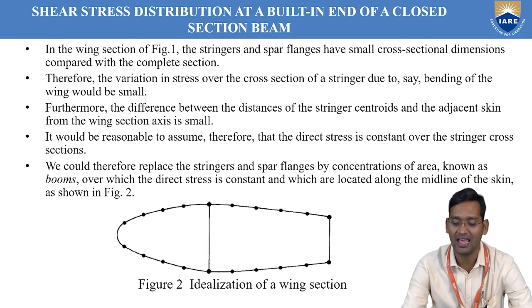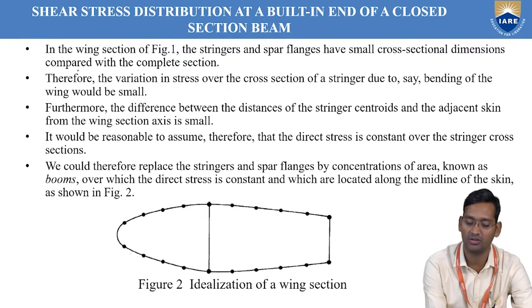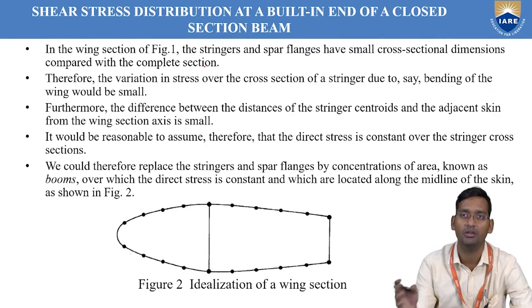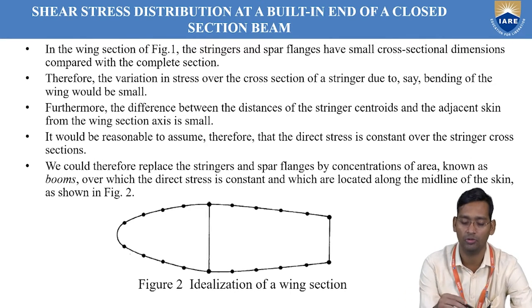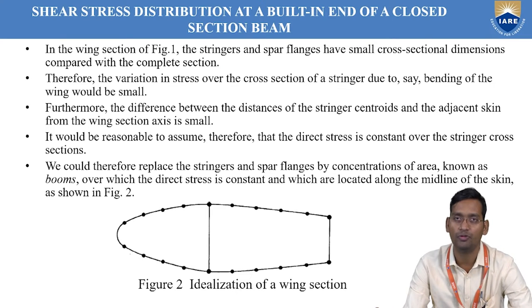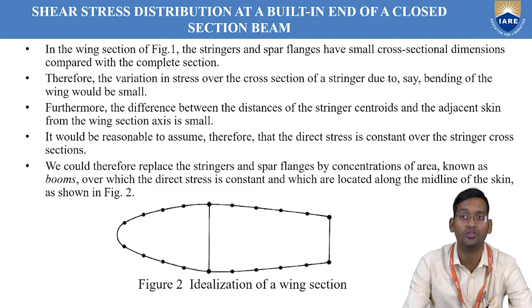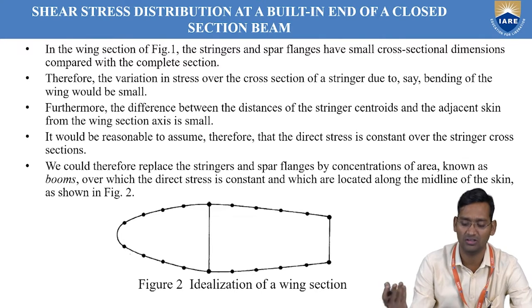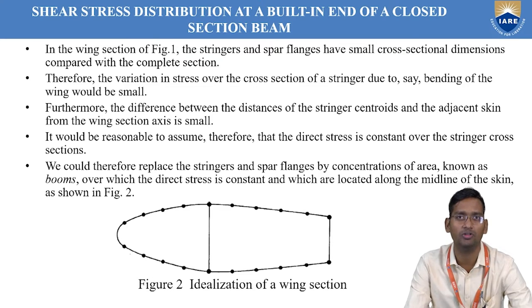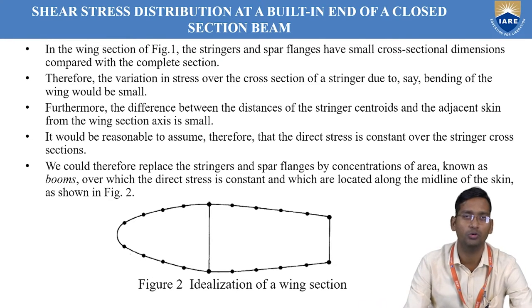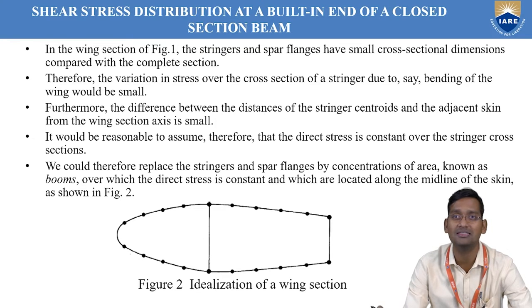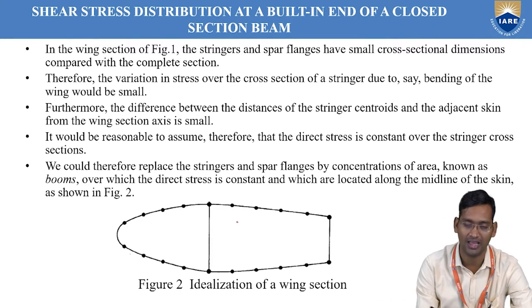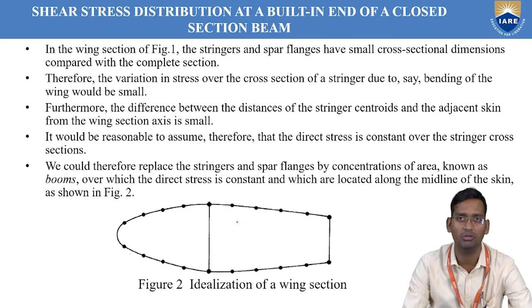The stringers and spar flanges have a small cross-section dimension compared with the complete section. So we assume that they have a very small cross-section compared to the whole structure. Therefore, the variation in stress over the cross-section of a stringer due to, say, bending of the wing would be small. Since their cross-section itself is small, that bending also would be small compared to the whole structure. Furthermore, the difference between the distance of the stringer centroid and the adjacent skin from the wing section axis is small.